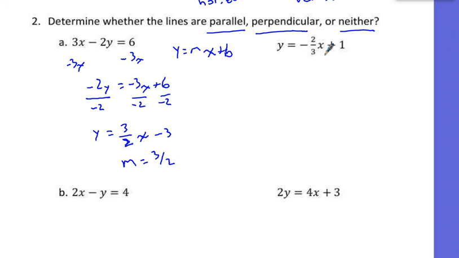The slope of this line, it's already in slope-intercept form, is negative 2/3 because that is the coefficient of the x. These are not the same, so these lines are not parallel to each other. But 3 is in the numerator of this slope and the denominator of the second. 2 is the denominator of the first and the numerator of the second, so they are reciprocals. And the second one is negative when the first one is positive, so they are opposite reciprocals, and therefore these lines are perpendicular.